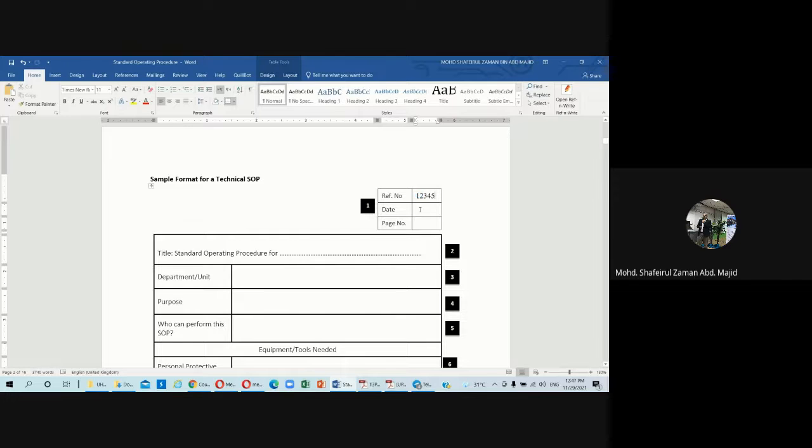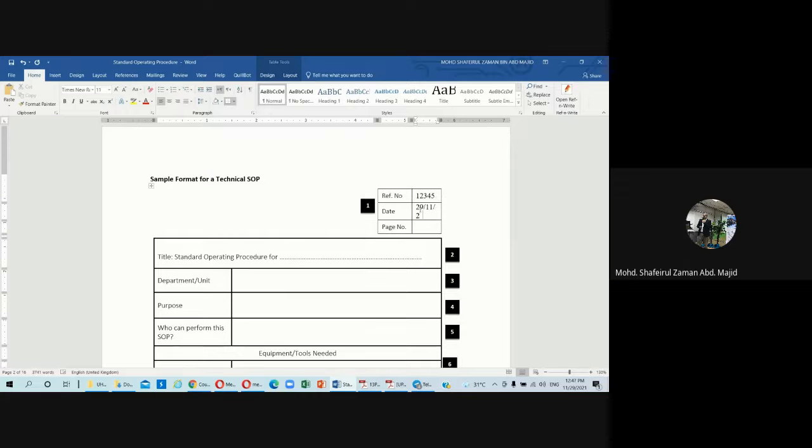The date will be the date that you are going to perform the task. So let's say it is today, 29 November 2021, for example. Okay, page number. Let's assume that your SOP is more than one page. So this is page number 1 out of 5 pages that you have altogether. So page 1 of 5.